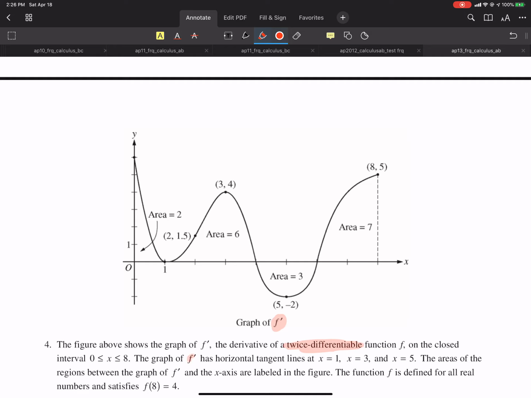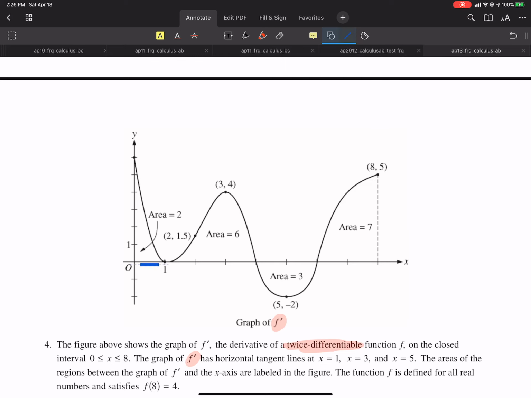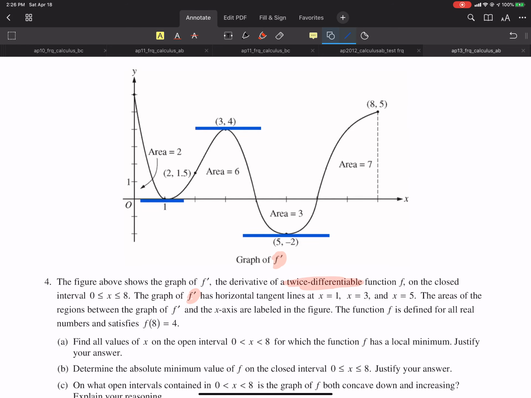Let's see, f prime has horizontal tangent lines at 1, 3, and 5. So visually, what that is saying, at 1 and at 3, ooh, I should move that up. And at 5, you have one of these. Okay, what else does it say?